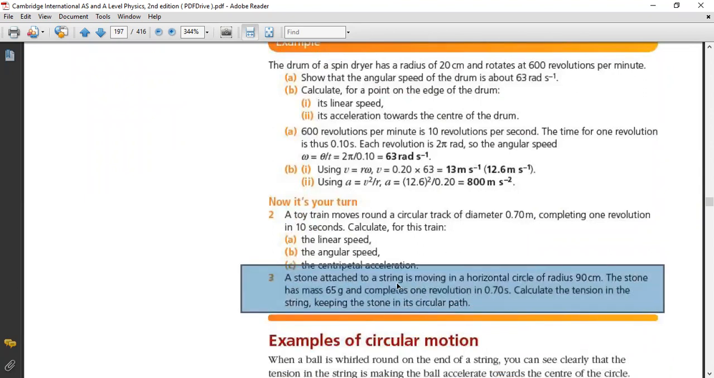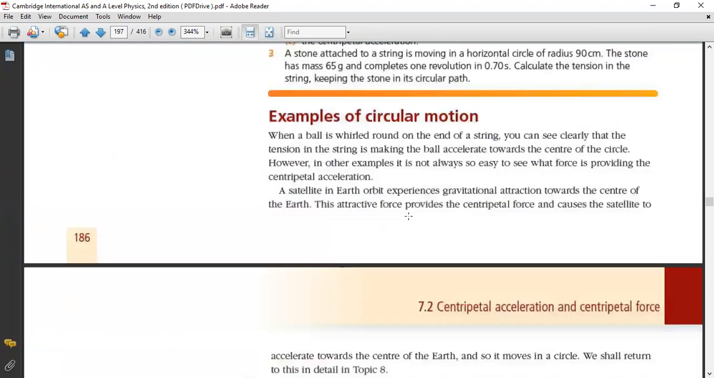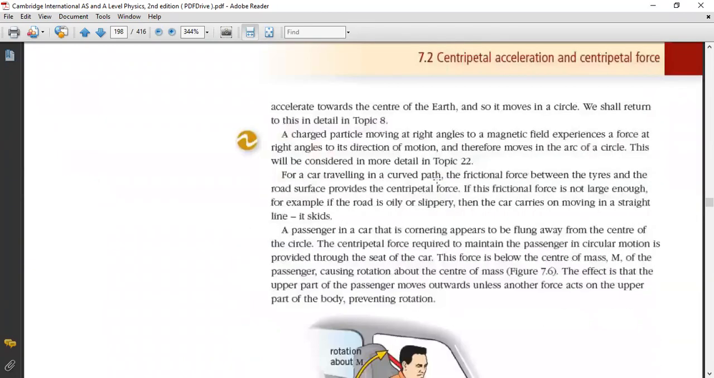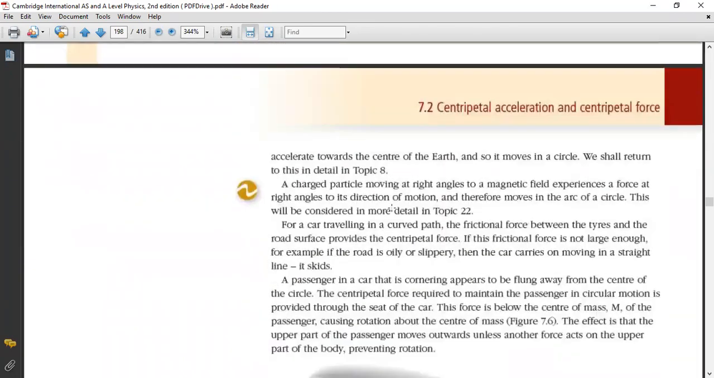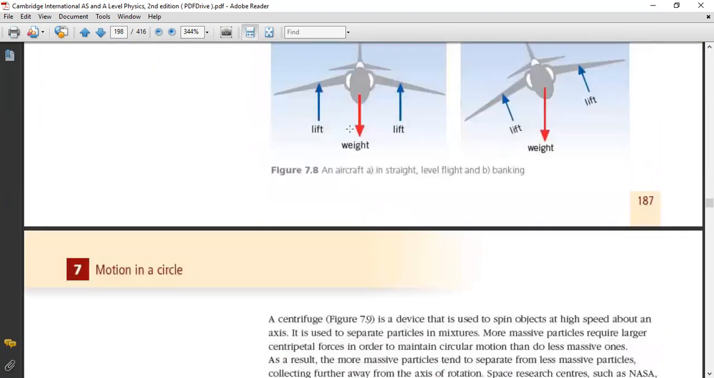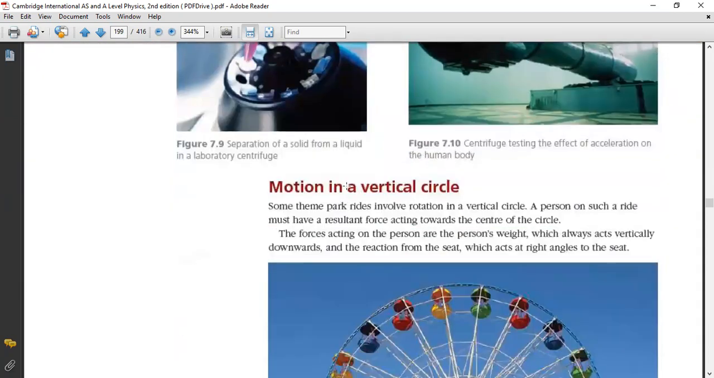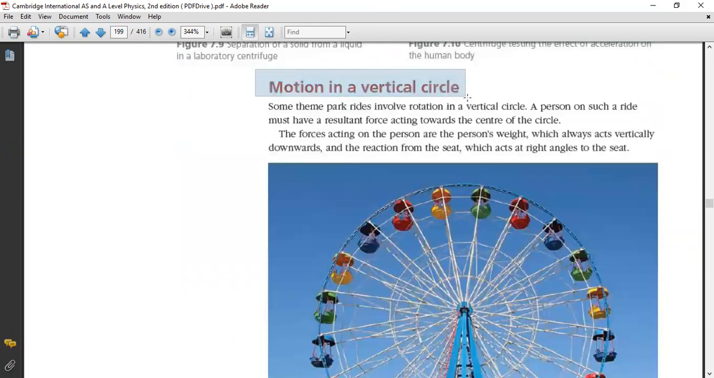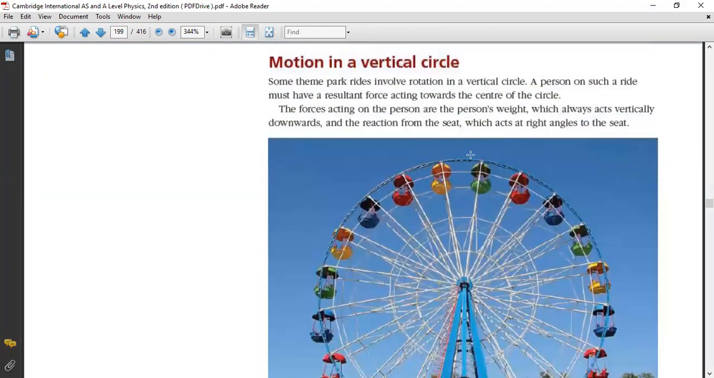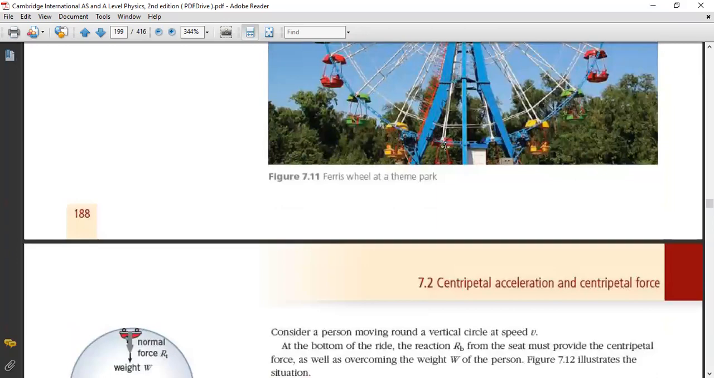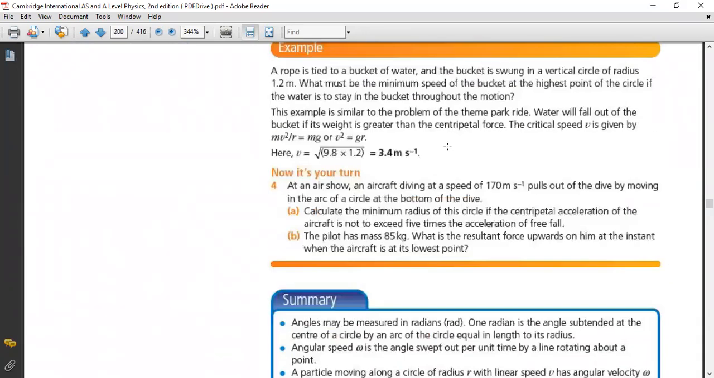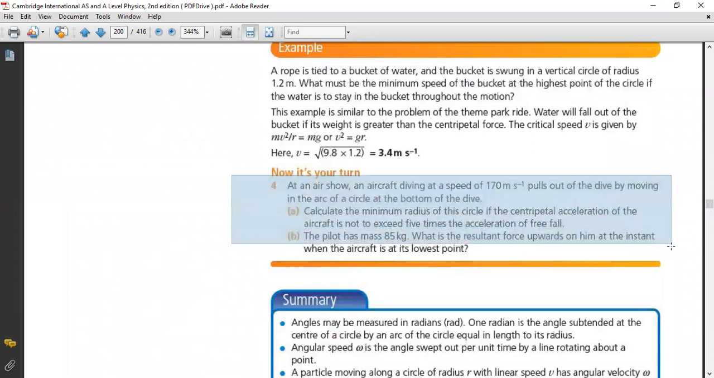You can see a stone is attached to a string and moving in a horizontal circle, radius 90 centimeter. The stone has a mass of 65 gram. Now, examples of circular motion. Here we will discuss motion in a vertical circle. We have done the vertical circle, I have shown this image also to you, so we will revise this also.